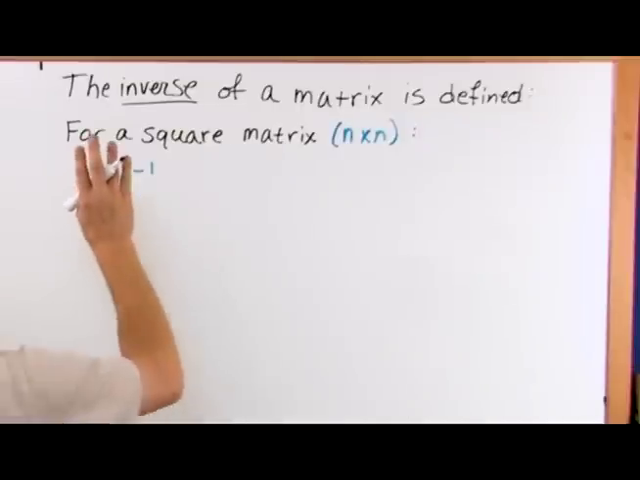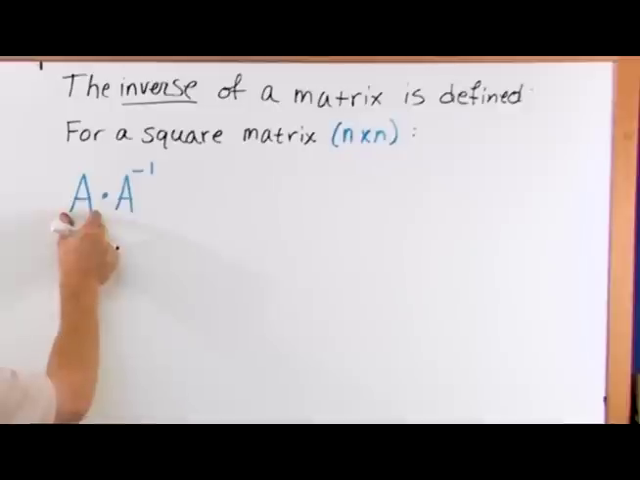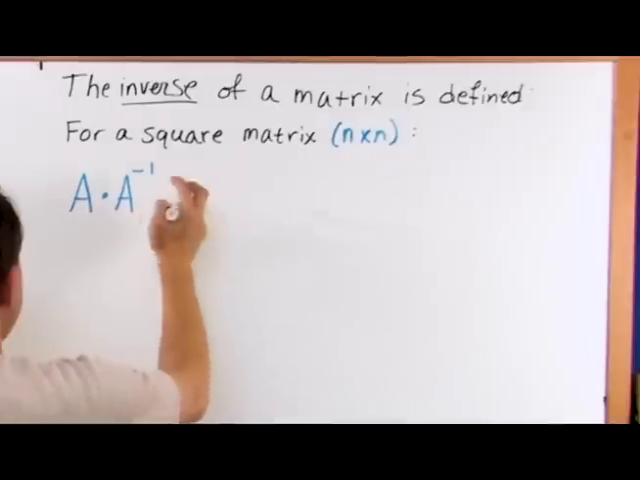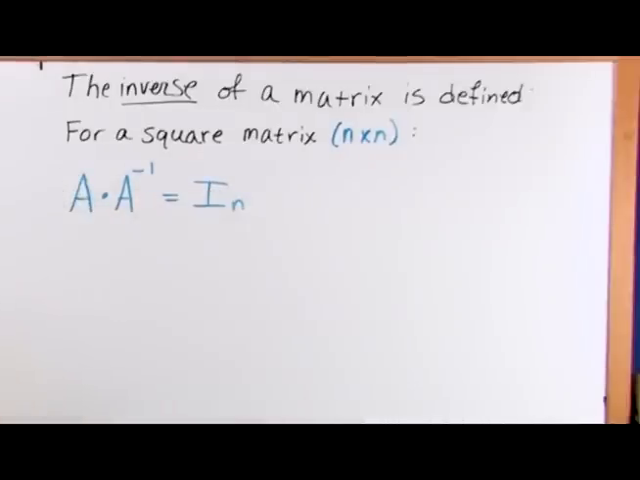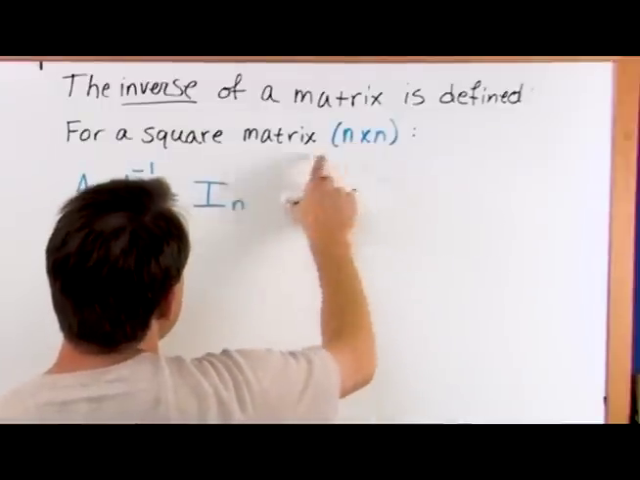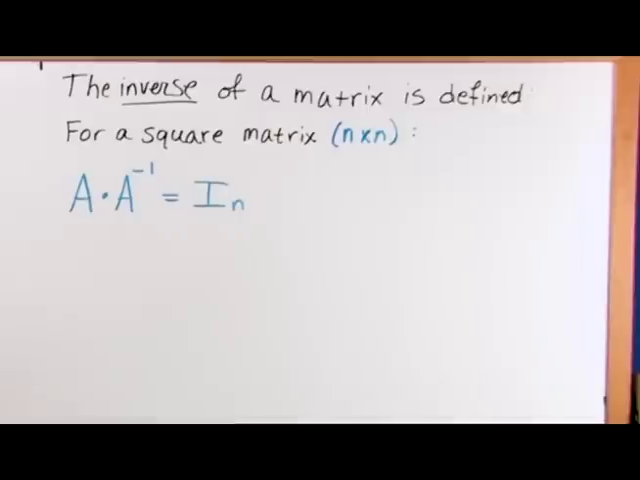But the inverse of a matrix is defined so that you take a matrix, you multiply by its inverse, and you get what's called an identity matrix. You call that I. The sub n is just because it's an n by n matrix. Okay. Now, here's a bunch of gibberish on the board. What does it really mean?